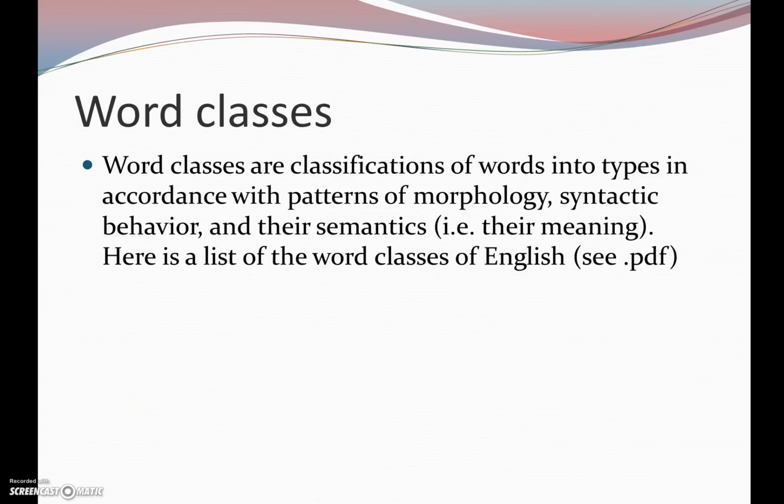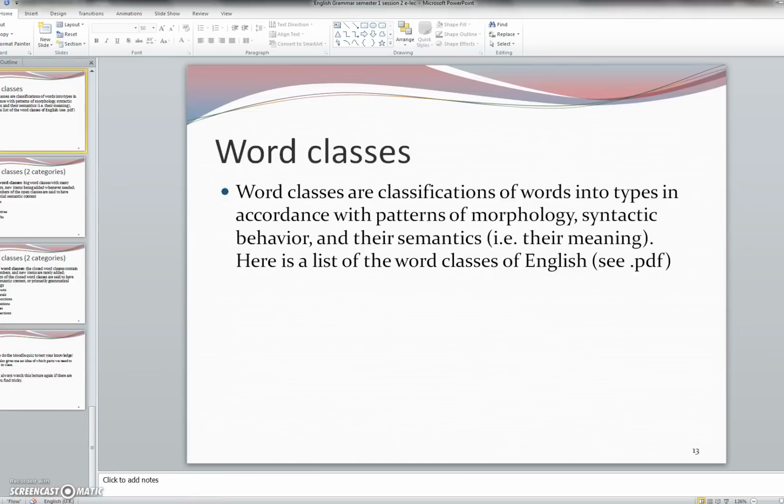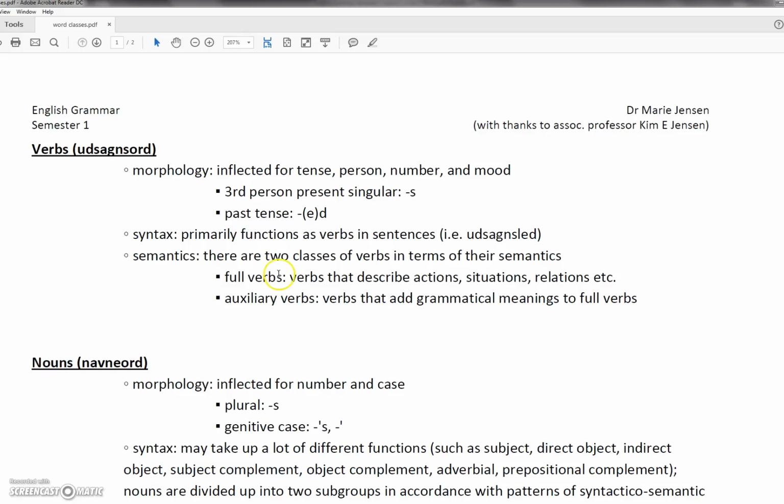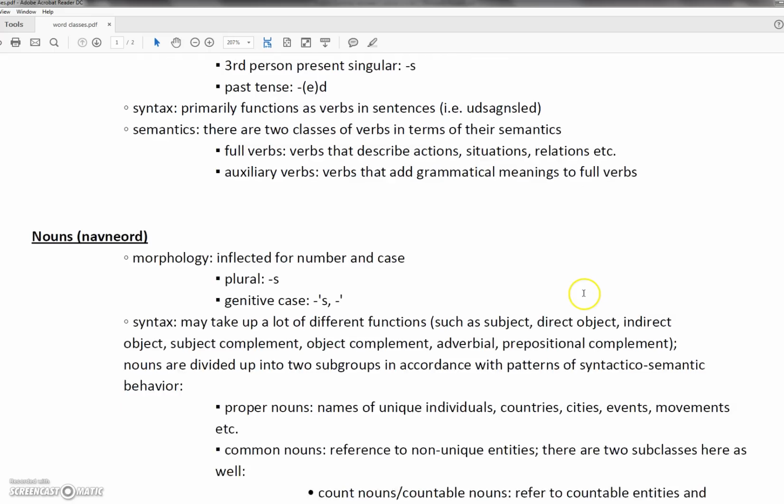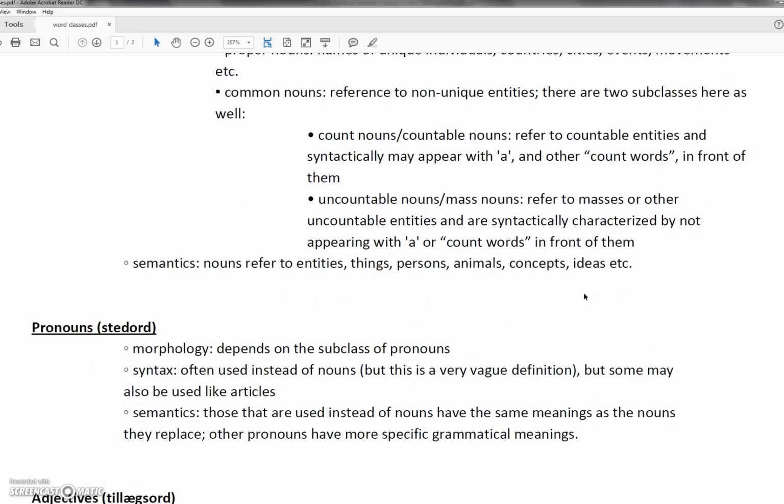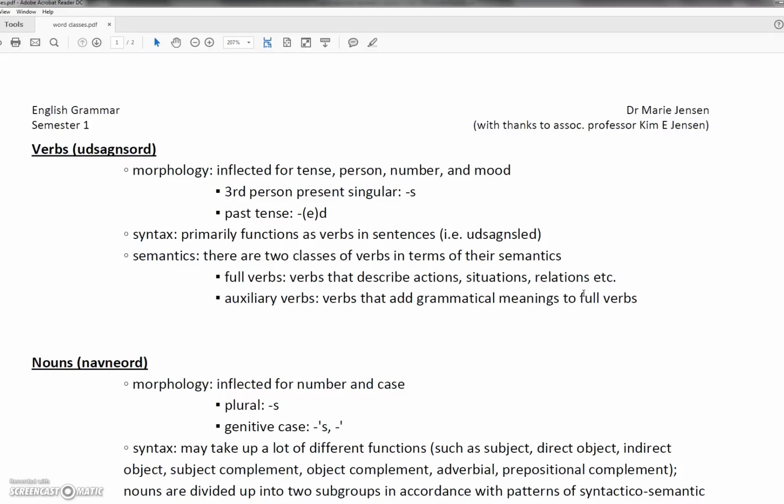So word classes then are classifications of words into types in accordance with patterns of morphology, syntactic behavior, and semantics. So semantics means meaning. Now I've uploaded a list of the word classes in English, all right, to your Moodle folder, and I'm just gonna find it here for you. So basically this is a long list and you guys should just have a look in your own time.